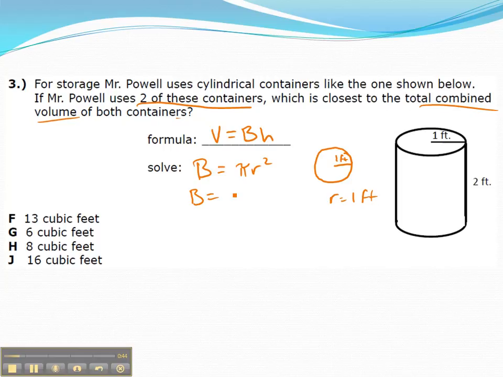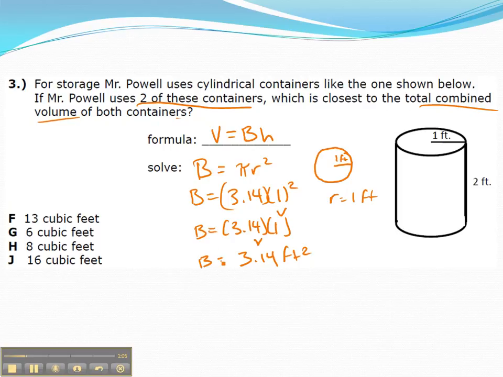So big B, area of the circle, is 3.14 times 1 squared. 1 squared is just 1 times 1, so that's 1. And 3.14 times 1 is just 3.14 feet squared. So the area of the circular base is 3.14 feet squared. But to get the volume of that cylinder, we need to multiply that area of that base times the height of the cylinder.